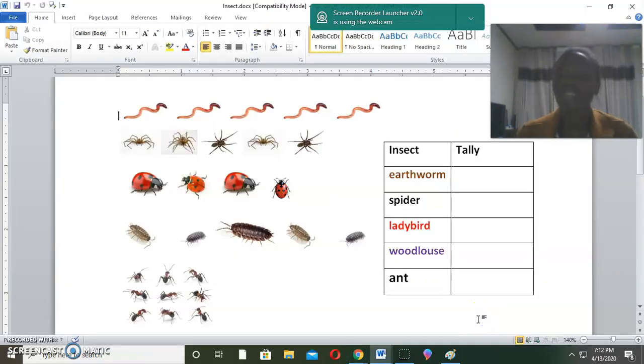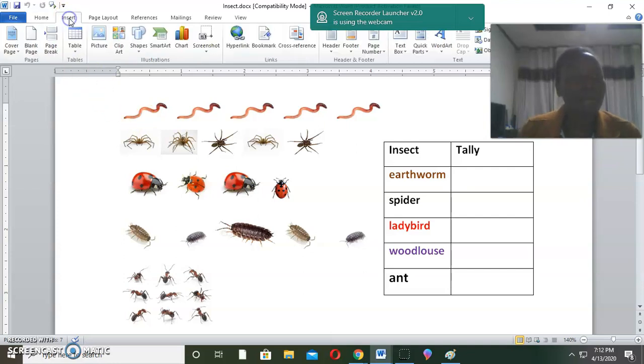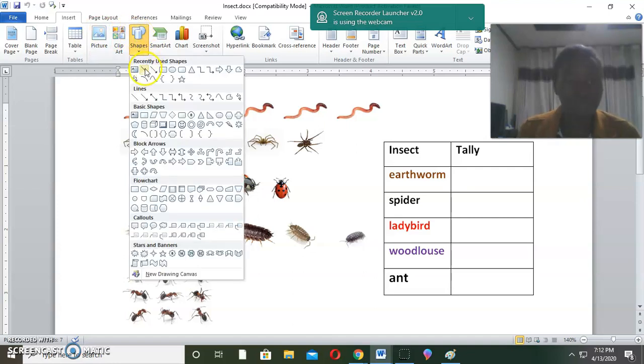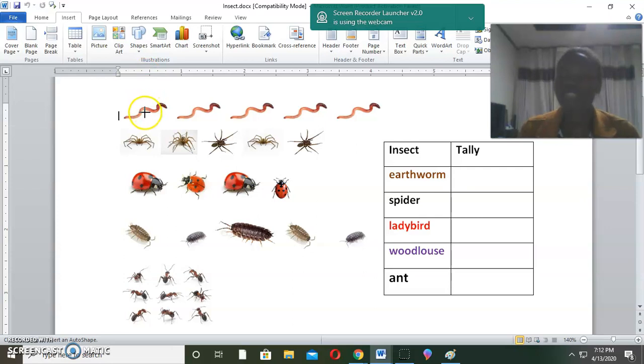I too went outside and I found the insects. I'm going to start with the earthworm. So we are going to count the earthworms. How many are there? And then we are going to make a tally together. So let's count. 1, 2, 3, 4, 5. 5 earthworms. So we are going to try to represent them.